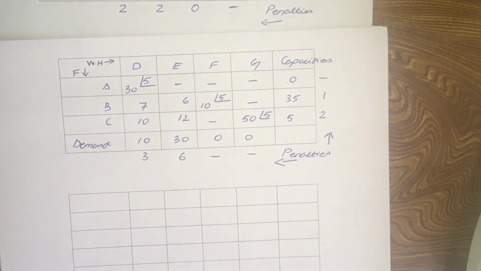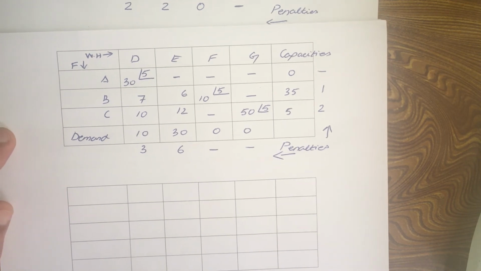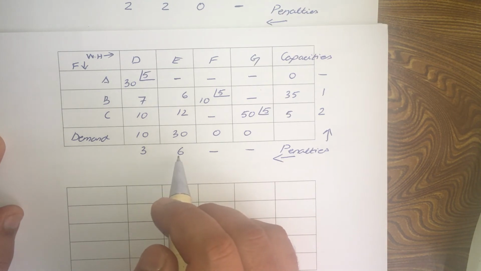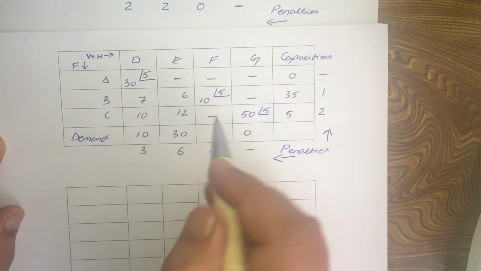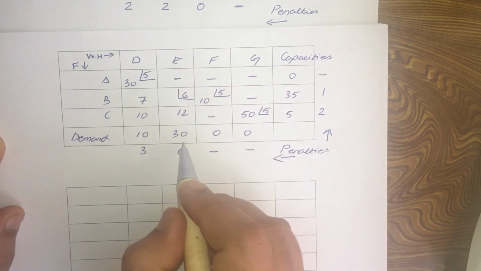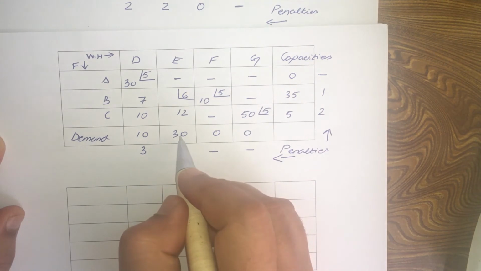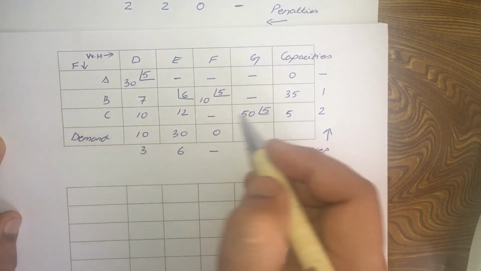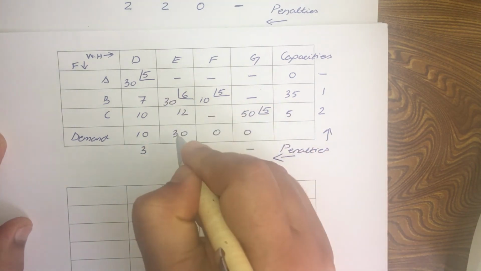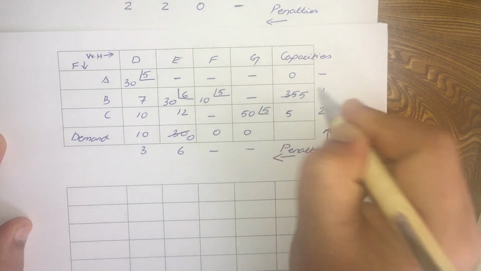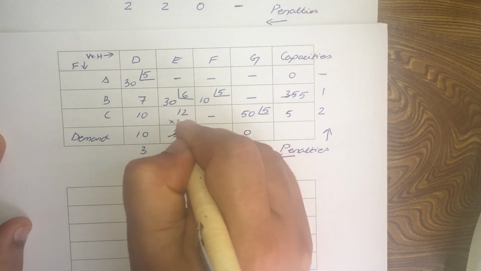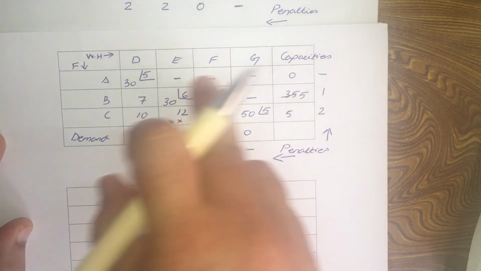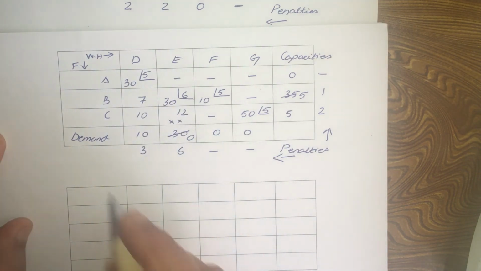Alright, now to find out which is the one with the highest penalty, 6. Find out the cell with the least cost. It is here. So allocate how much you have. You have 35, demand is 30. So how much will you allocate? Yes, you allocate 30. So here you're left with 5. Okay, so you've met the demand. Now you've met the demand of E, F and G. Now you're left with only D.